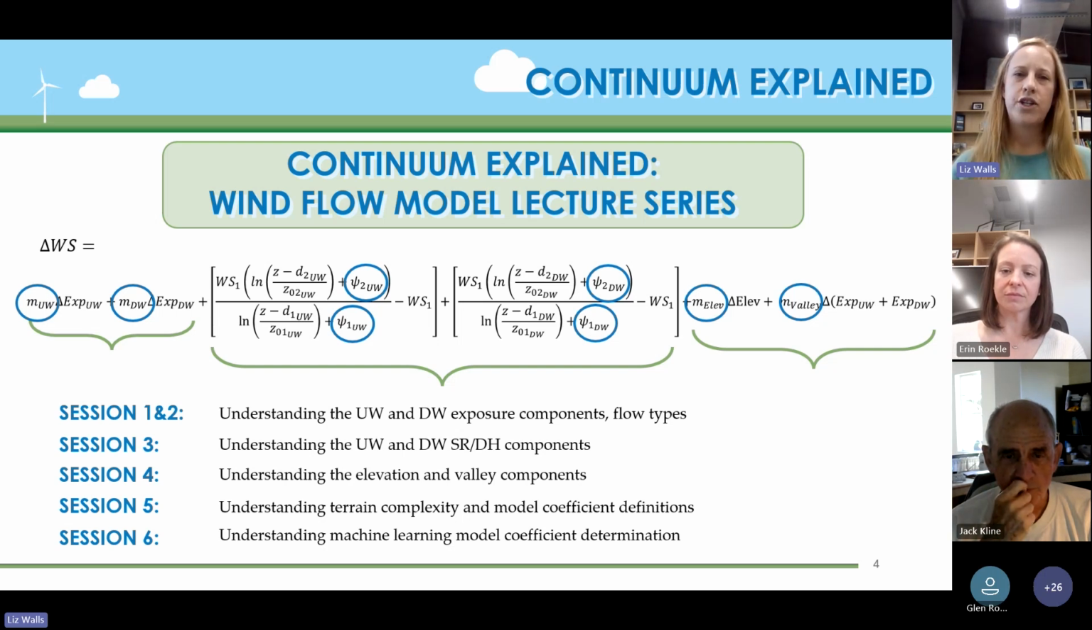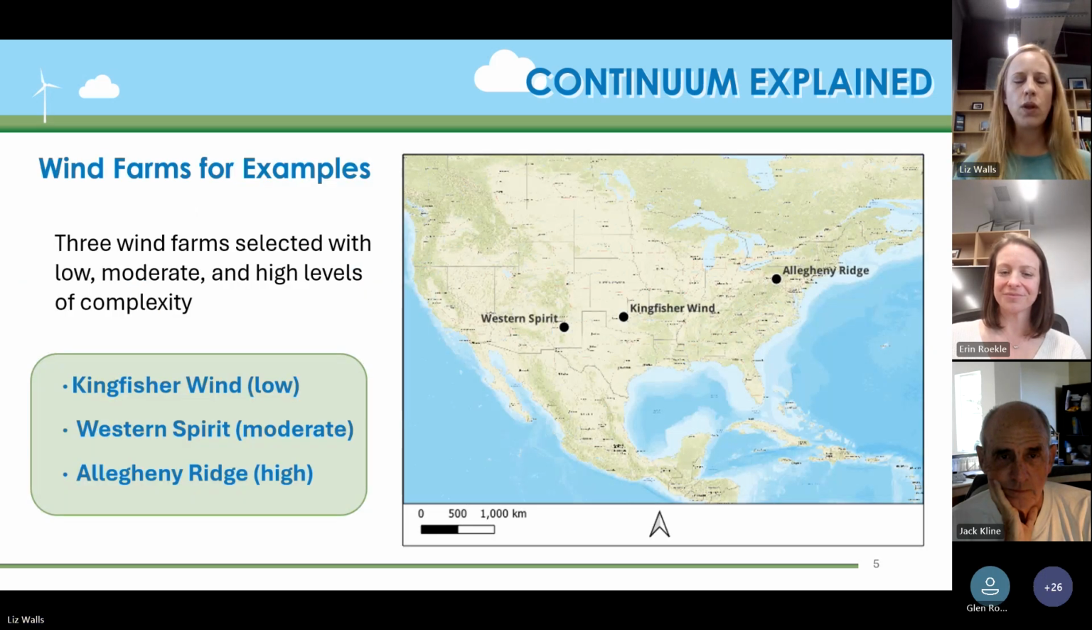And then the last session, session 6, is where we will go over the machine learning algorithm, which is used to find these model coefficients, which yield the lowest met cross prediction error. So that's a snapshot of what to expect over the next year. We'll be doing these lectures every 2 months. And so today we'll be talking about terrain exposure. So let's jump right in.